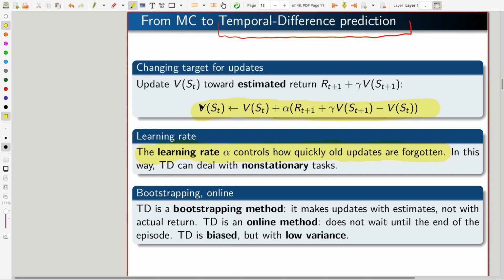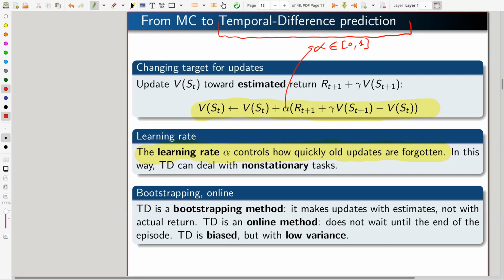Because when I update my table of values for time 100, the first update that I made in the beginning will have a coefficient of alpha to the power of 100, and so it will almost disappear. Of course, you're probably already guessing that the learning rate alpha is usually in (0, 1]. Sometimes you can also take it equal to 1, but usually smaller than 1.